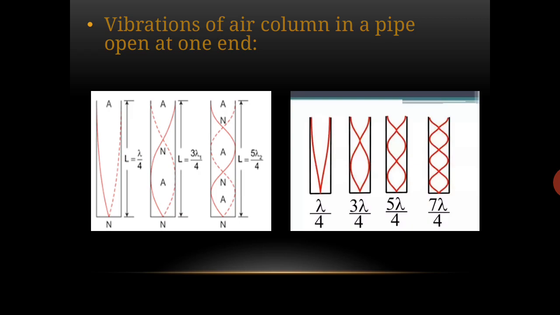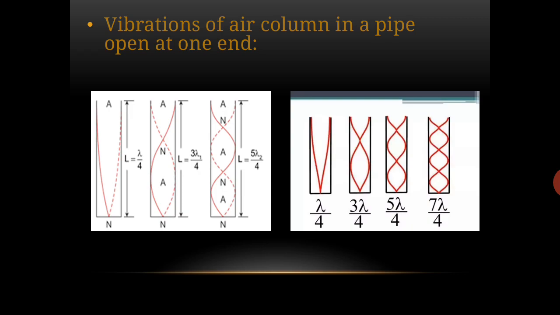Now consider V is the velocity of sound at room temperature, and this is given by V is equal to n into lambda. Velocity of sound is given by frequency into wavelength. Now for the fundamental mode, capital L is equal to lambda by 4, as you can see in the diagram. Therefore lambda is equal to 4 into L.